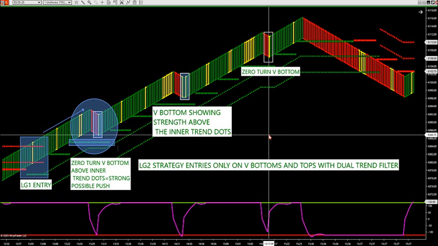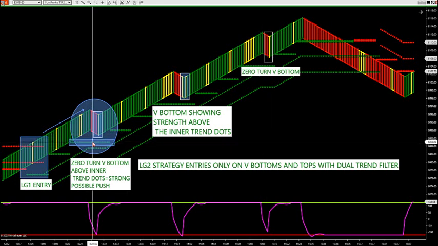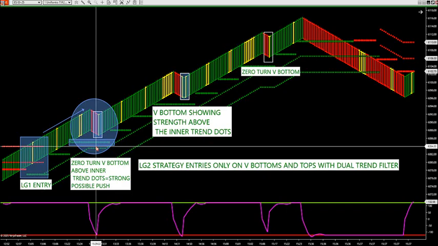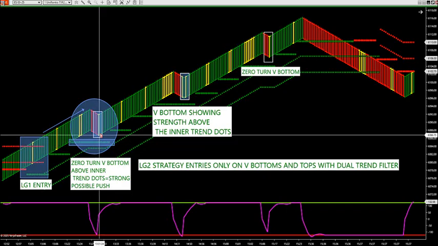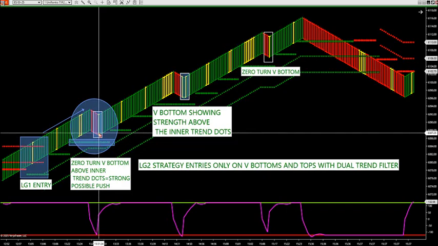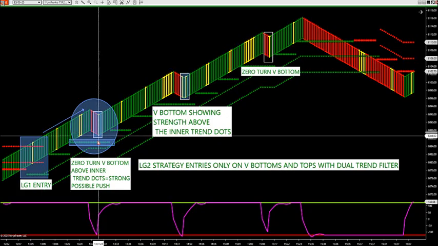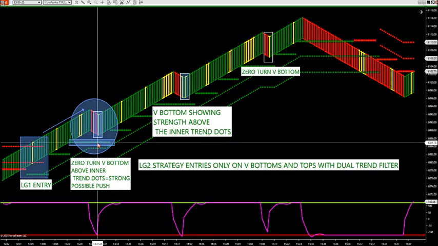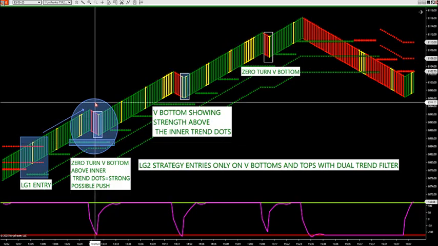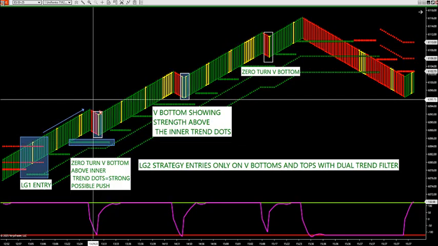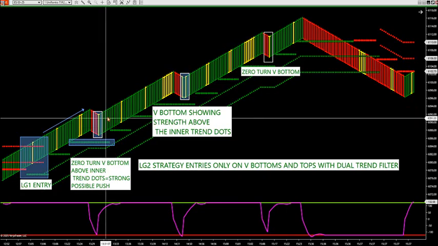Why? Because not only are you getting above my inner dots, it didn't close 2 candles below, it reversed, but it gave me a zero candle. A zero candle is when the hammer turns yellow, which is the doji, turns yellow, that's called a zero turn. That's a very powerful possible move. But the key is it's above my inner dots. So that's showing market strength. Market strength can push the market.